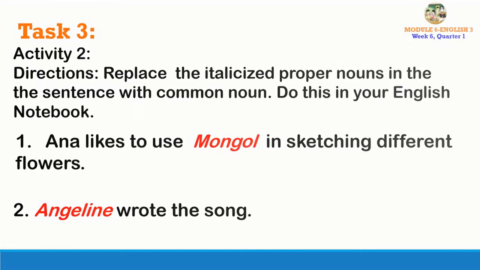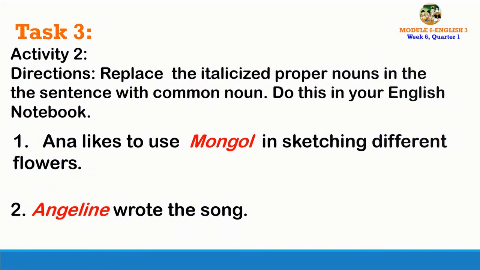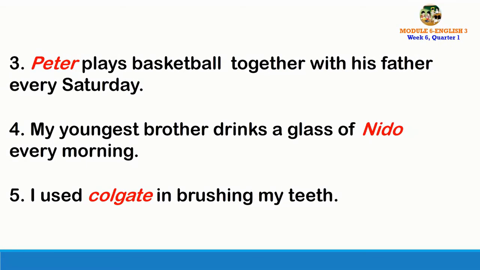Task 3. Activity 2. Directions. Replace the italicized proper nouns in the sentence with common nouns. Do this in your English notebook. Number 1. Anna likes to use Mongol in sketching different flowers. Number 2. Angeline wrote the song. Number 3. Peter plays basketball together with his father every Saturday. Number 4. My youngest brother drinks a glass of Nido every morning. Number 5. I use Colgate in brushing my teeth.